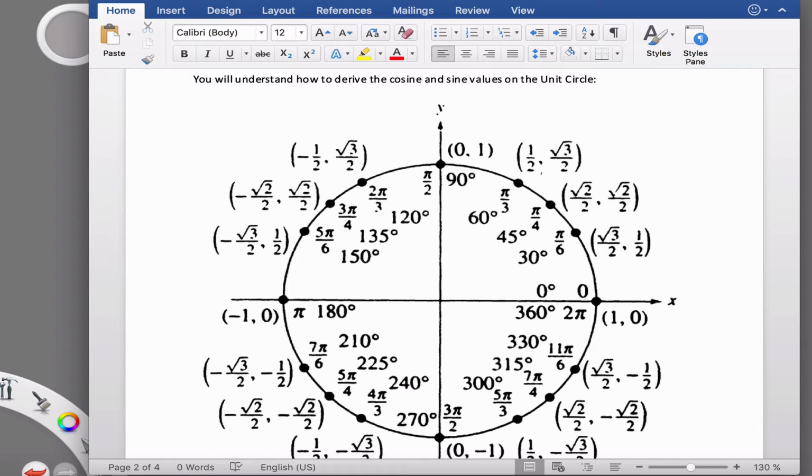Today I want you to understand how to derive the cosine and sine values on the unit circle. For example, here we have pi over 6, which is the same as 30 degrees. Cosine of pi over 6 is the square root of 3 over 2. Sine of pi over 6 is 1/2. The question is, how do we get these values?